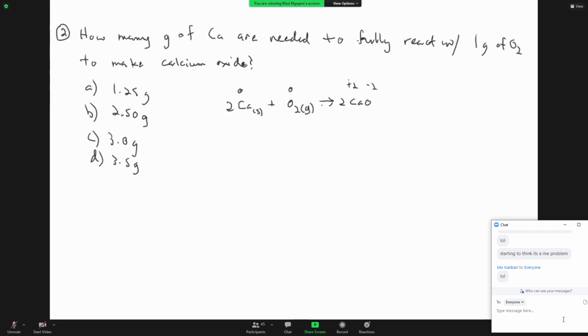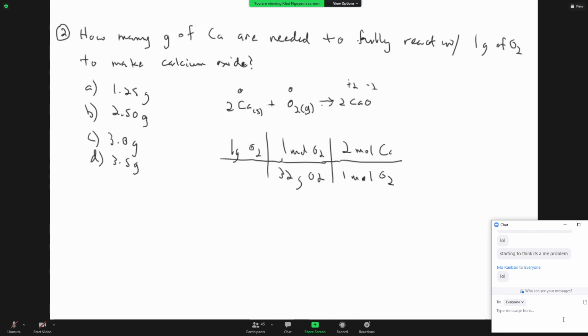I like it. Okay, so now that we have our chemical reaction correctly balanced and everything, and we're assuming that we're exposed to air, so excess of oxygen. So I mean excess of calcium because it's a solid. So we have 1 gram of oxygen gas. There are 32 grams of O2 for every 1 mole of O2. And we're trying to find grams of calcium that are needed. So we need, for every 1 mole of O2, this is our stoichiometric coefficients, we need 2 moles of calcium, right?